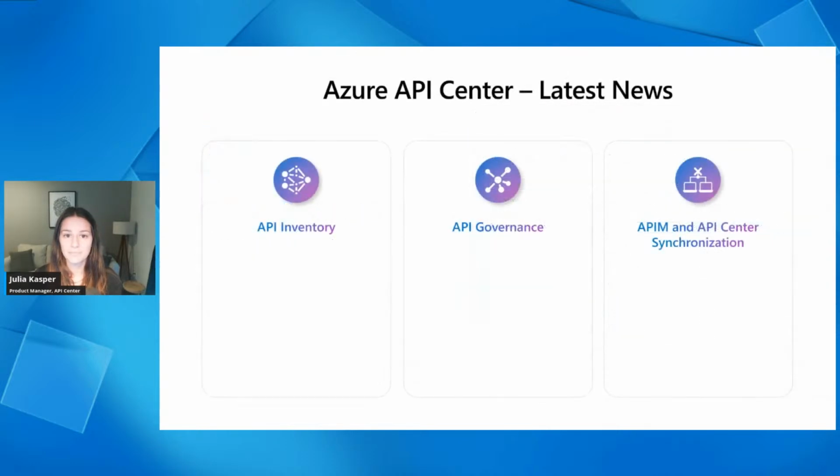But let's talk a little bit about more recent news, right? Today, I want to talk about three topic areas where we've made some progress, and give you an update on these different areas. We're going to talk about API inventory and some of the things we have been working on there. We're going to talk about API governance and what we've been doing with our features there. And then last but not least, we're going to talk about a very new exciting feature that will bring API management and API Center better together.